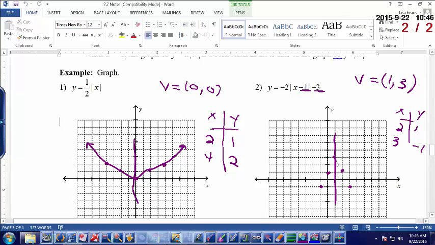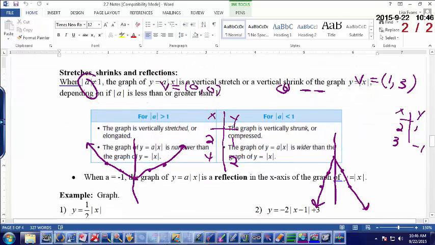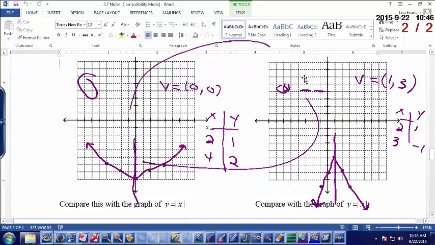Now look at how this is opening. This is opening down. I want you to be able to tell that just by looking at this equation. The negative means that the V is opening down. The (1, 3) is a shift from the vertex. So we shift 1 right, up 3. And the 2 means it's actually a little narrower because the 2 is greater than 1. When the A is between 0 and 1, it gets wider. I forgot to talk about that, and that was in this chart here. But we'll keep talking about it as we practice problems, and you'll notice that that will be what happens.